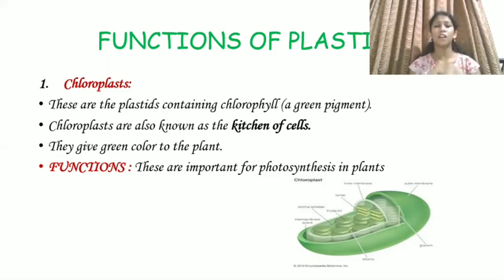They give green color to the plant. The function of chloroplasts is that they are very important for photosynthesis in plants. I would like to give a very important piece of information: plastids are only found in plant cells. In animal cells, plastids are not found.